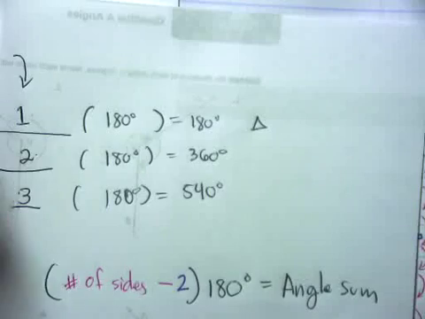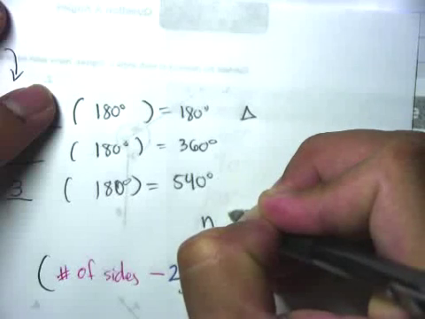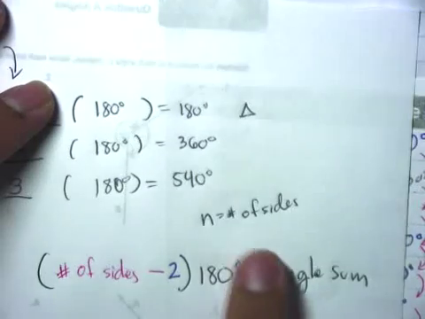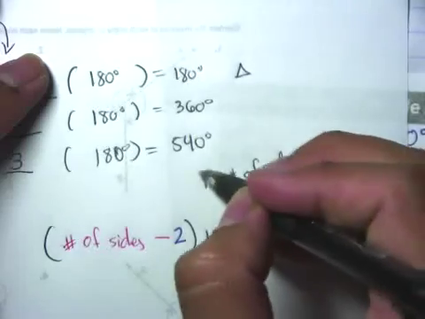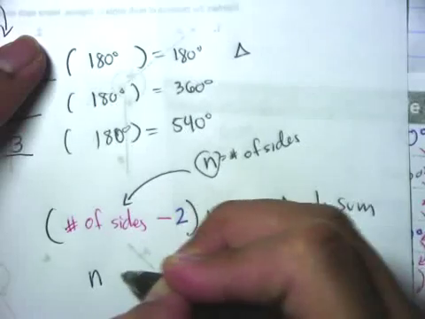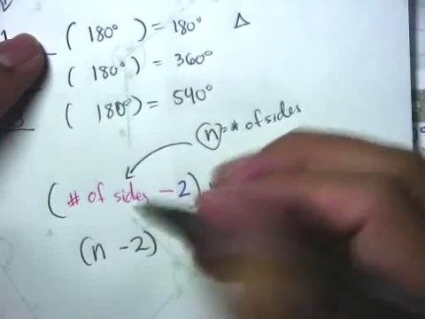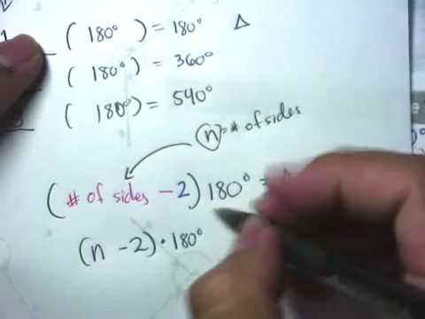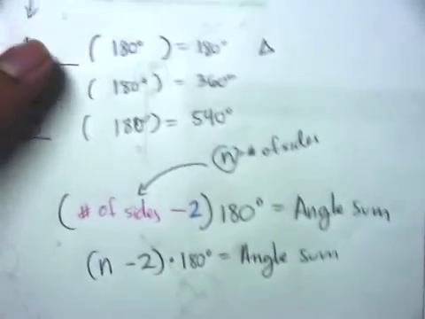Now our focus question was, what is the size of each angle given a polygon with n number of sides? So we said n number of sides. So number of sides is my variable. So instead of number of sides, I'm going to replace that with this variable. So our equation should be n minus 2, that is number of sides, those are the same thing, times 180 degrees is equal to our angle sum.